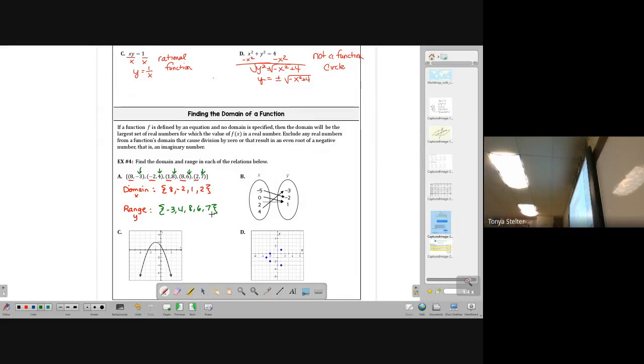Mapping, same way. You just have a few specific numbers. You don't have a whole range of values. So same process here. No duplicate, so I'm just writing them.